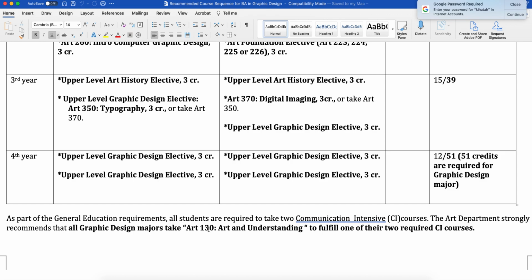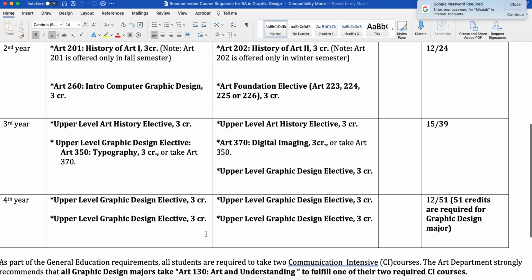Maybe you can take Art 100, or theater or music. But we're recommending Art 130 because this course is about learning how to write about art, and that's something you all have to do. So this will be good for you. This does not go to your major. This goes to category 2 of the general education requirement, plus goes to communication intensive. So you get two things done by taking one course. That's why we're recommending it.